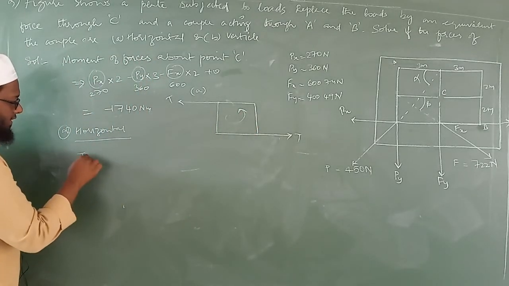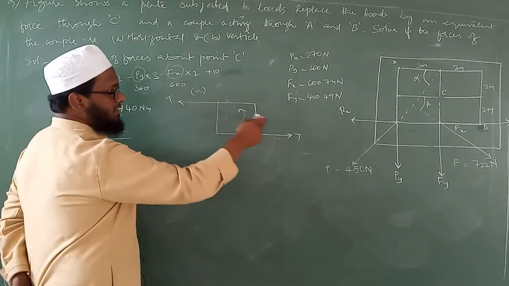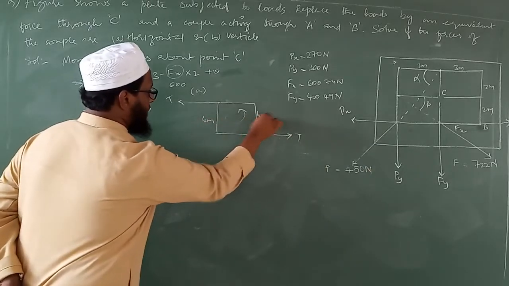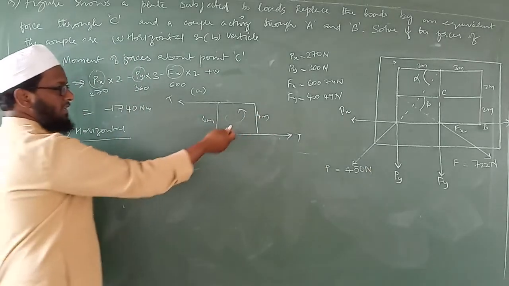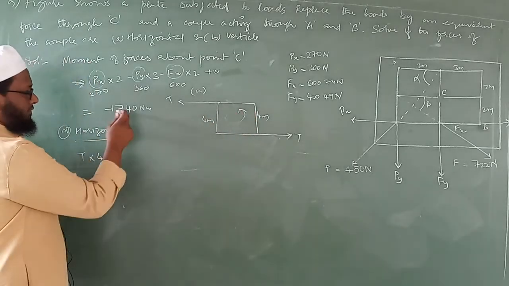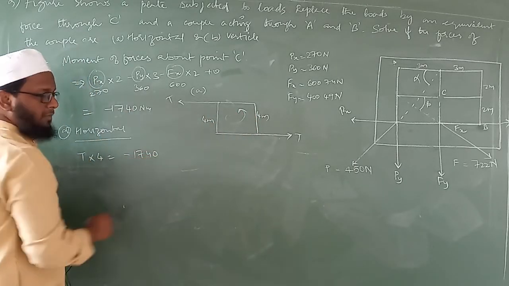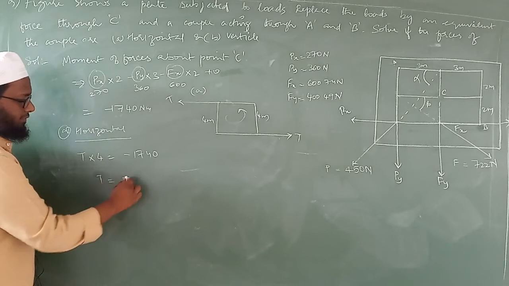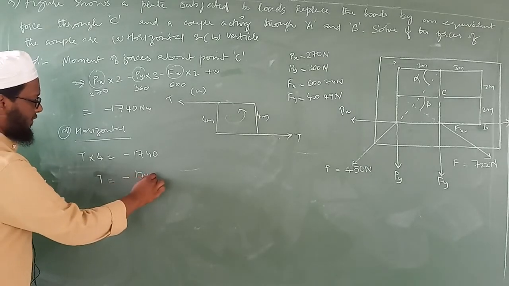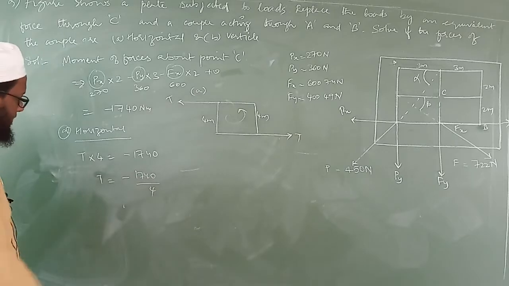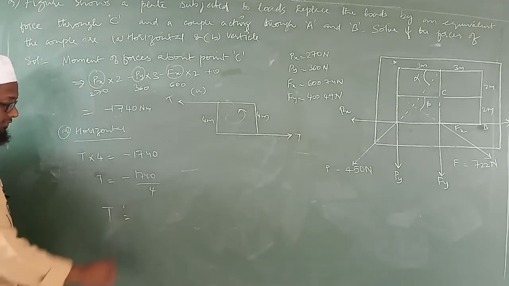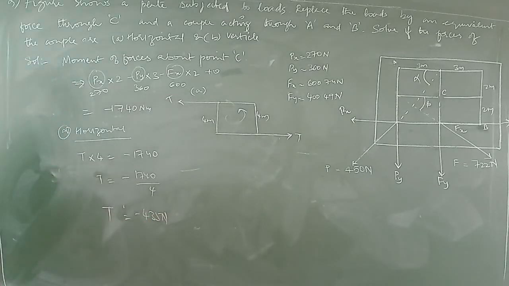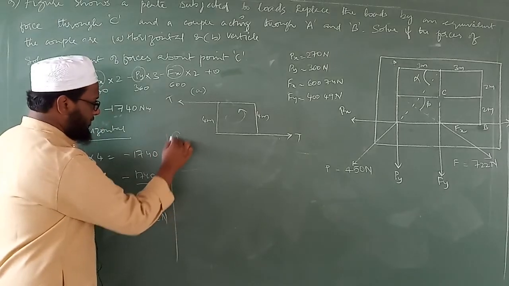So T into what is this distance? Total distance top to bottom? 4, isn't it? This is 4 meter. T into 4 is equal to the couple acting over here, moment or couple. So T is equal to how much? Minus 1740 divided by 4. How much? Minus 435 newtons.